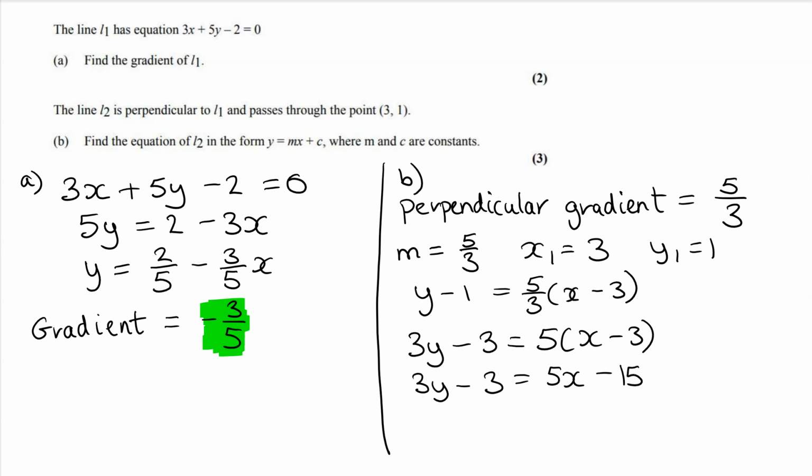And this time we're asked for the form y equals mx plus c. So I need to make sure that it's in that form that we're being asked for. So I'm going to add 3 to both sides and then simply divide both sides by 3 for the final answer.